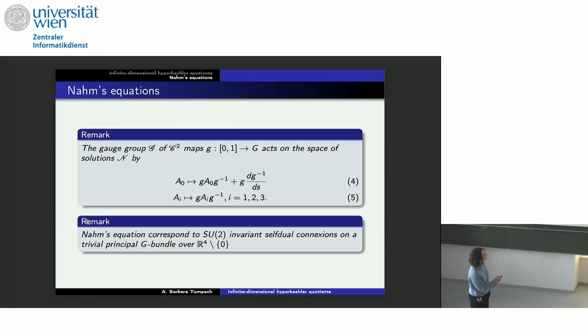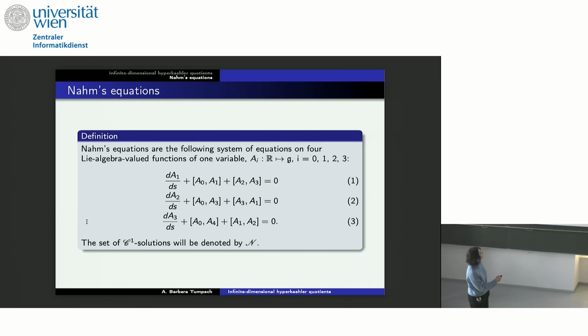It's derivative, maybe it's a radial coordinate or what is it? Sorry? I mean the coordinate with respect to which we should take the derivative in the Nahm's equation. Yeah, here. Because these functions are functions of one variable, and my parameter is called S. So I'm asking what is the physical interpretation of this parameter S? This is the direction of time. This is time.